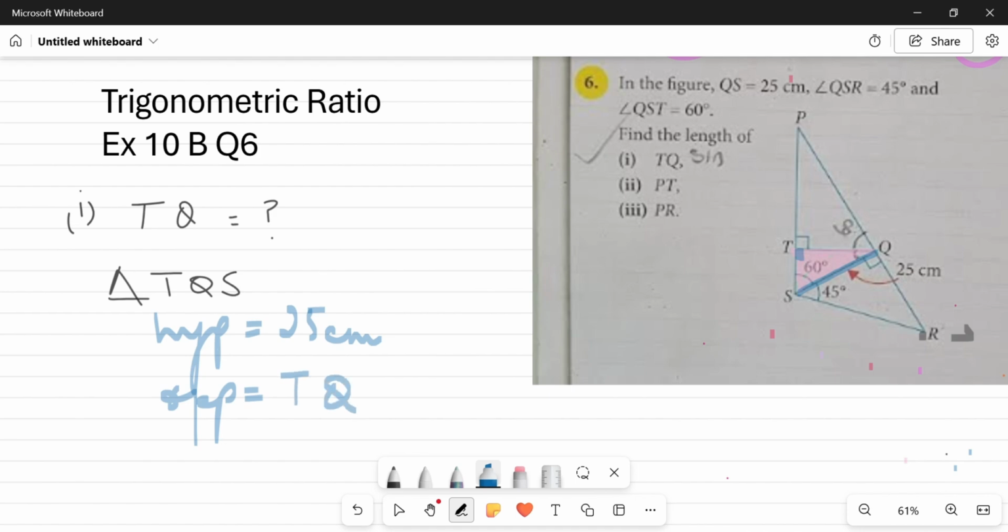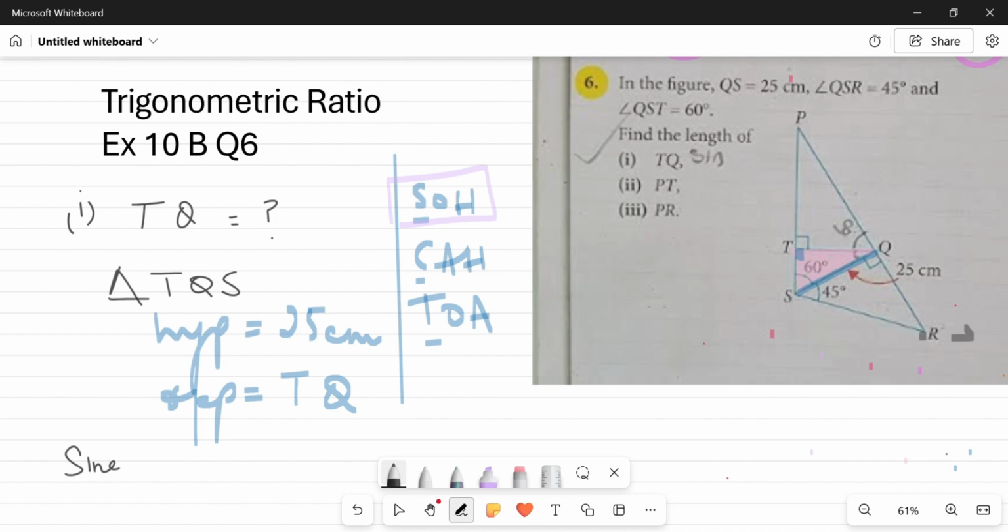Okay, so we have mnemonics. We have three functions: SOH, CAH, and TOA, right? Sine, cos, and tangent. Now what we have is hypotenuse and opposite, so we will apply SOH, which means sine. So for sine, we have sine 60 degrees equals O opposite, it's TQ, over hypotenuse, it's written H here, so 25.